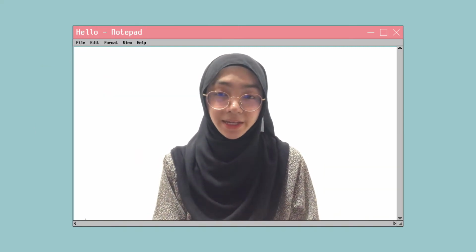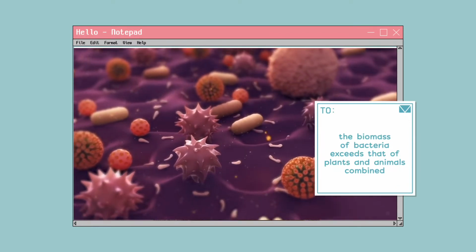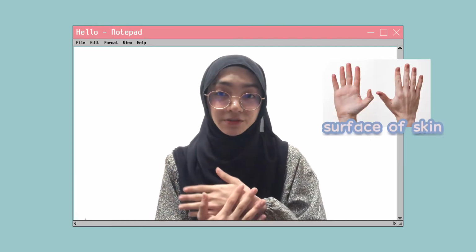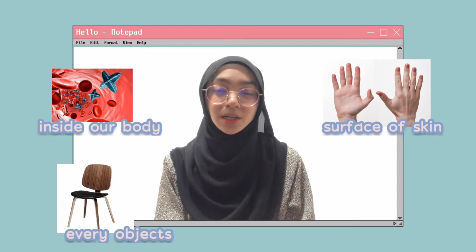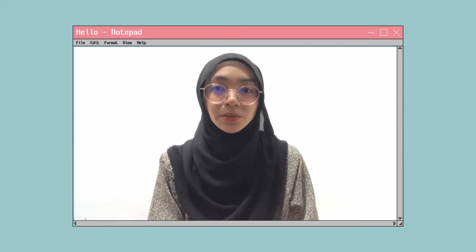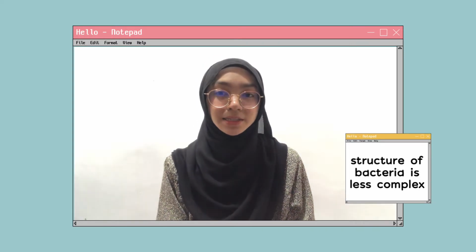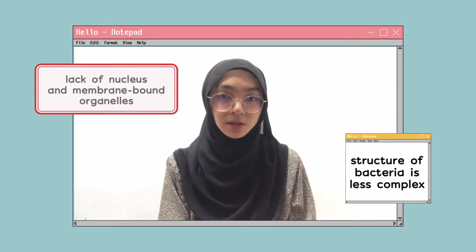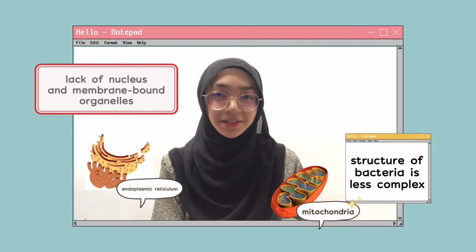Even though we can't see them with the naked eye, the biomass of the bacteria exceeds that of plants and animals combined. They can be found on the surface of our skin, inside our body, and also on every object around us. Compared to eukaryotic cells, the structure of bacteria is less complex. Bacteria lack a nucleus and membrane-bound organelles such as mitochondria, endoplasmic reticulum, and also Golgi apparatus.